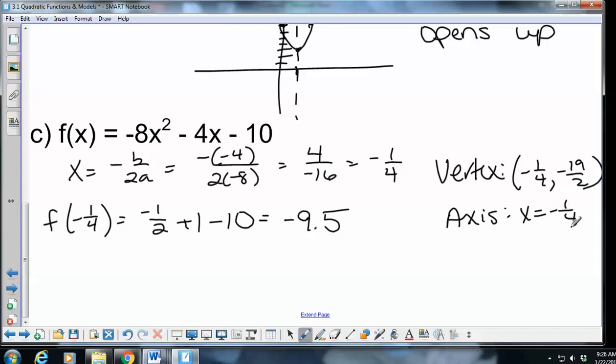So what is our axis? x equals -1/4. Open up or down? How's it opening? Down. Alright, any questions about these?